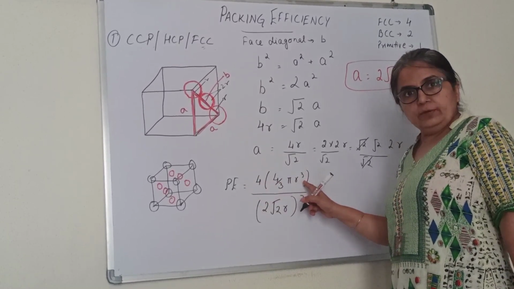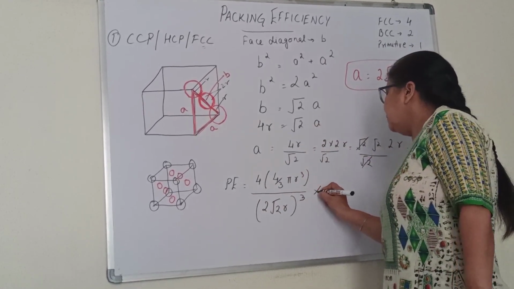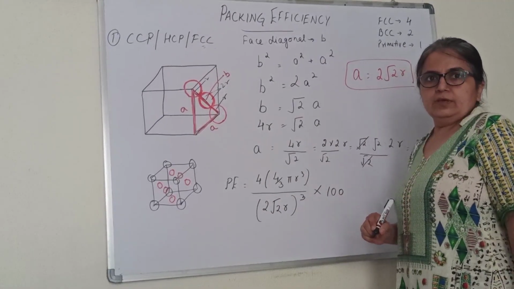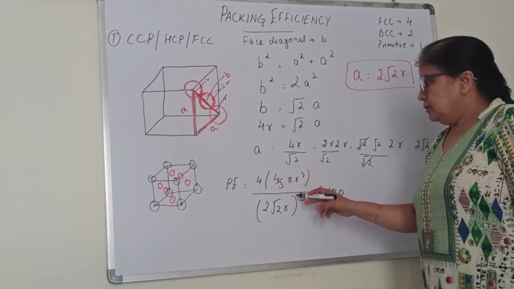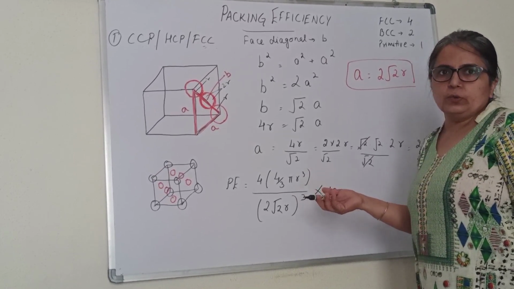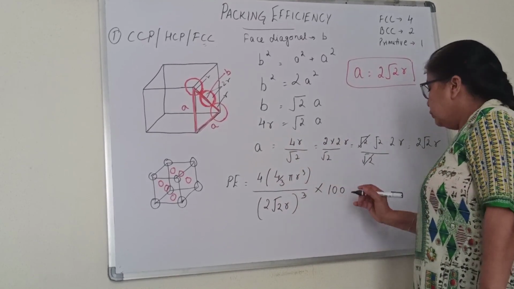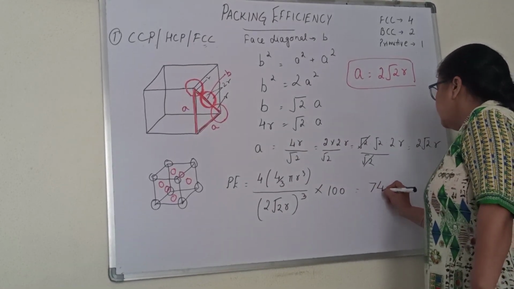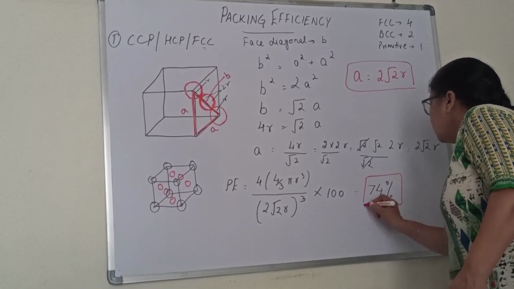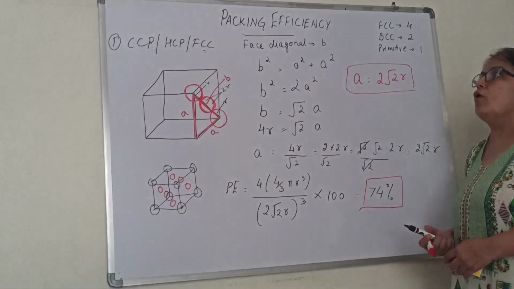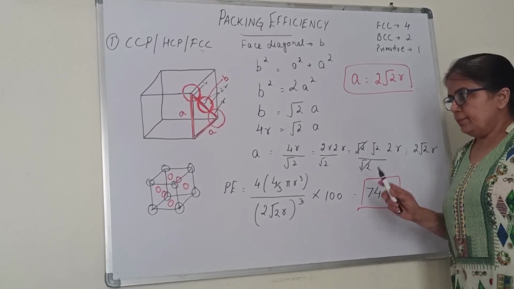4 atoms volume divided by volume of the whole unit cell multiplied by 100. If you solve it, most of the things will get cancelled here. The radii, this will be r cube, that also r cube. Everything will get cancelled. If you solve the remaining numbers, you will get the answer as 74%. Please mark this. 74% is the packing efficiency of face-centered cubic unit cell.